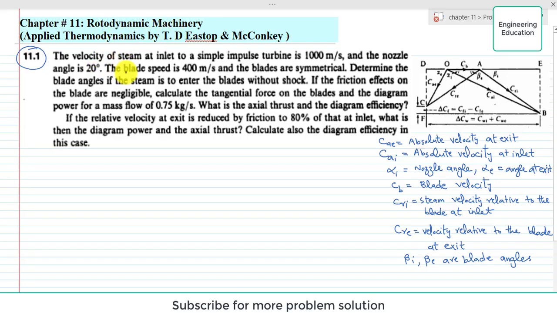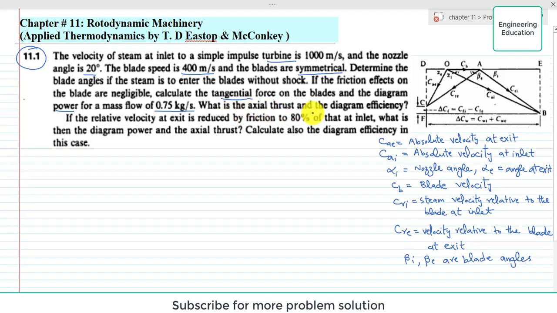So the statement of the problem is: the velocity of steam at inlet to a simple impulse turbine is 1000 meter per second and the nozzle angle is 20 degree. The blade speed is 400 meter per second and the blades are symmetrical. Determine the blade angles if the steam is to enter the blades without shock. If the friction effects on the blade are negligible, calculate the tangential force on the blades and the diagram power for a mass flow rate of 0.75 kilogram per second.